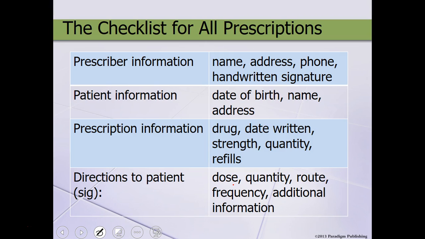So let's go over that checklist again. Prescriber information should have name, address, phone, and also their signature. Patient information should include date of birth, name, and address. The prescription information should have the drug, the date it was written, the strength, the quantity, and the refills. Now what is missing on here that it should also have is the dose form. Directions to the patient: the dose, 1, 2 tablets, 5 milliliters, teaspoon, something like that. The quantity, the route, the frequency, and any additional information.